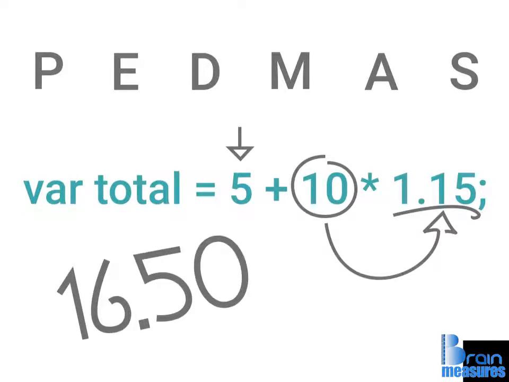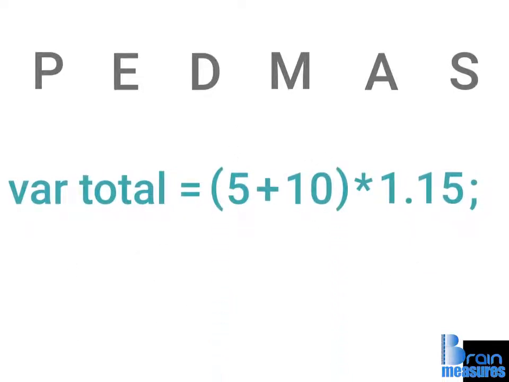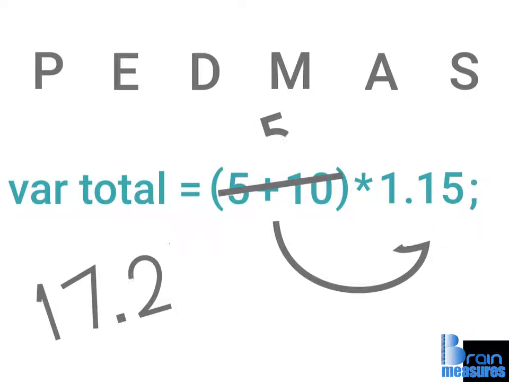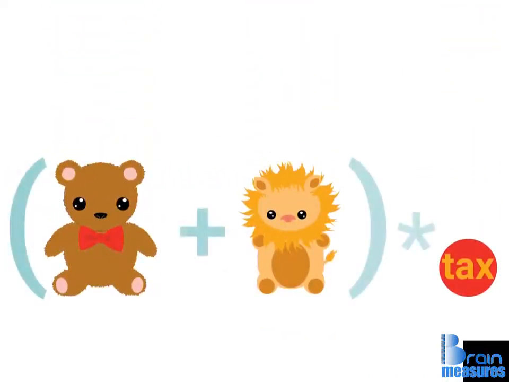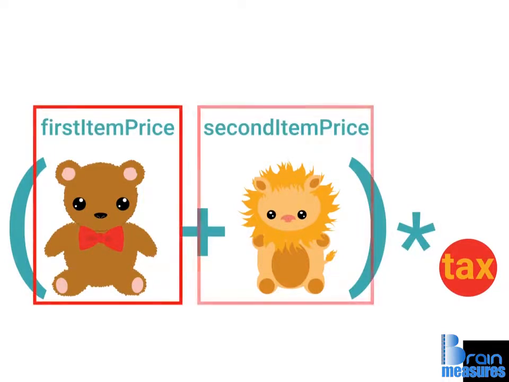To fix this, we can enclose the equation 5 plus 10 in parentheses, like so. Now the program will calculate the sum of 5 and 10 before multiplying it by 1.15, giving us a total of 17.25. PEMDAS also applies to variables, so in our program, we'll want to make sure we calculate the sum of first item price and second item price before we add in the tax.